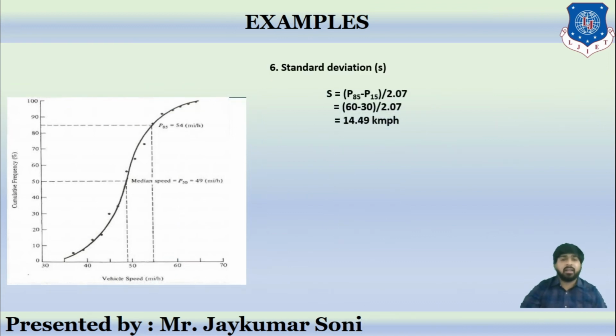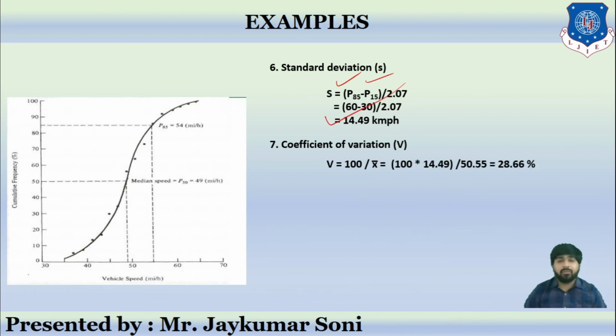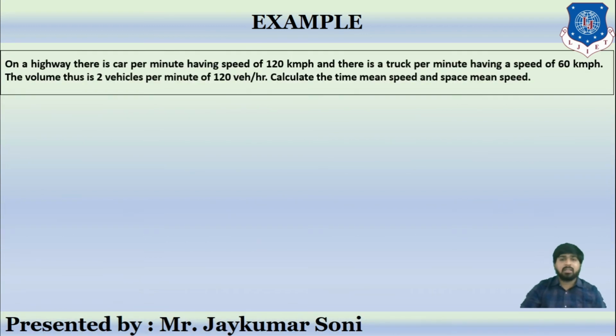Then comes the standard deviation, that is (P85 minus P15) by 2.07. We have the values of P85 and P15, and this will be 14.49. And then comes the coefficient of variation. It will give you the value like this. You just have to put the values over here. So this is like it.